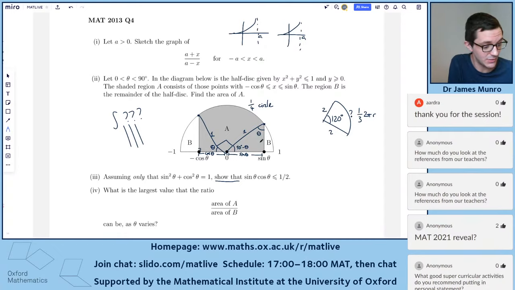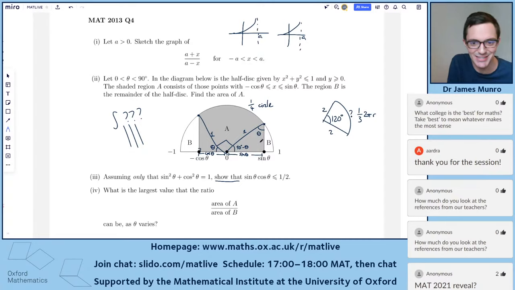Which college is the best for maths? Take best to mean whatever makes the most sense. They're all the best. The metric is, I guess, I don't even know. They all have access to exactly the same maths degree is the problem here. They do the same maths degree. Like, literally, the students all go from their colleges to the same lectures and learn the same mathematics, which is sort of the only thing I care about.